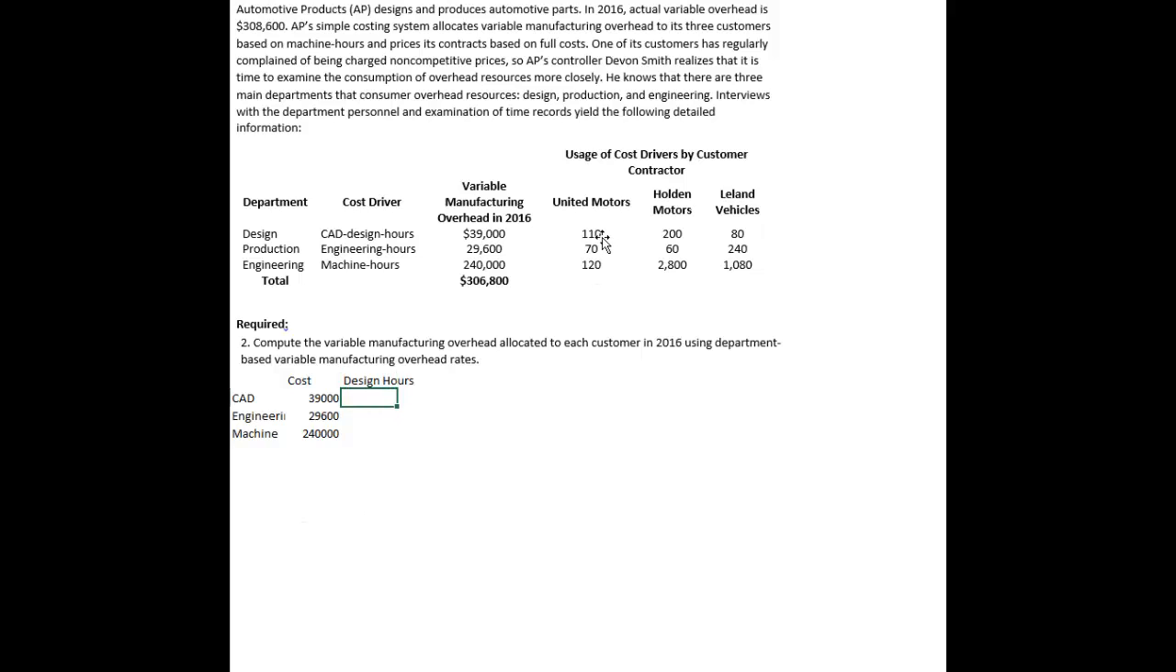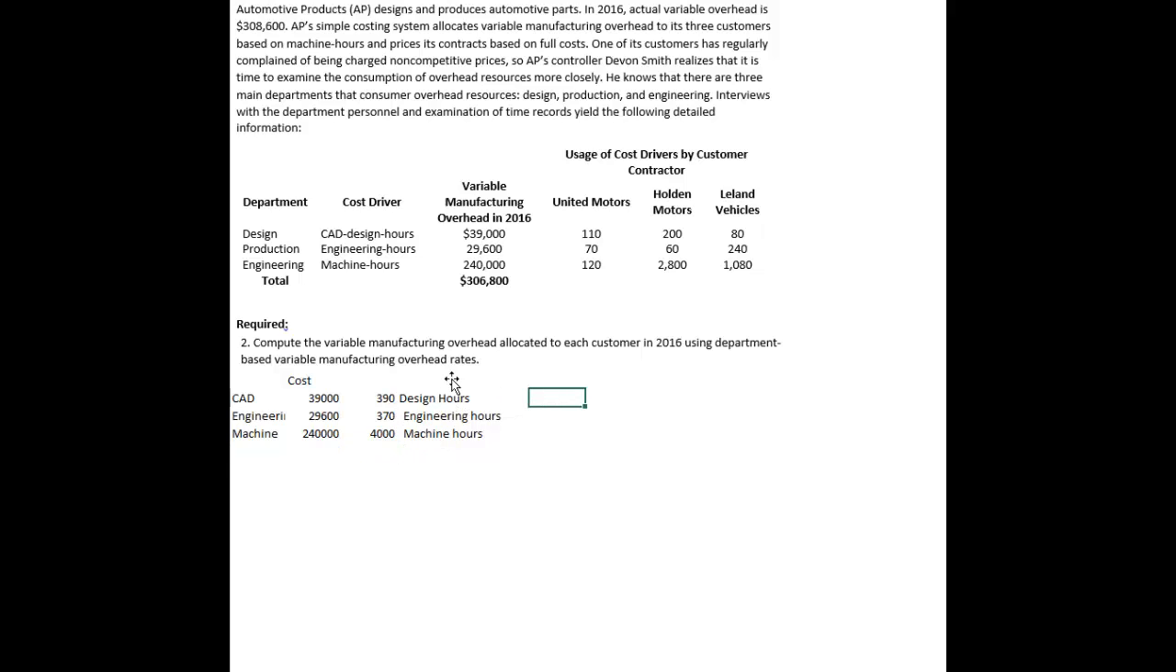Total design hours: I'm going to take the amounts from each of the three customers, so the 110 plus the 200 plus the 80, we have 390 design hours for CAD. I can move the label down here because it's going to be engineering hours for the next one. Again, I'm going to take the 70 plus 60 plus 240, gives me 370, and this last one is machine hours.